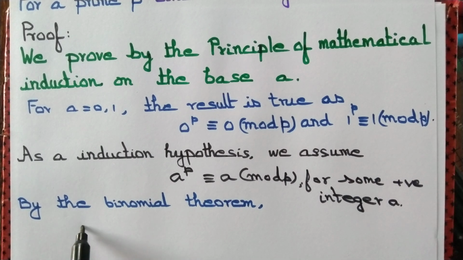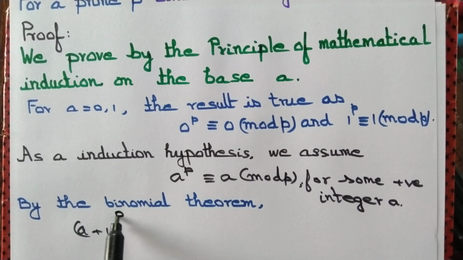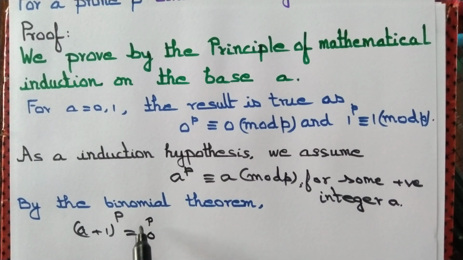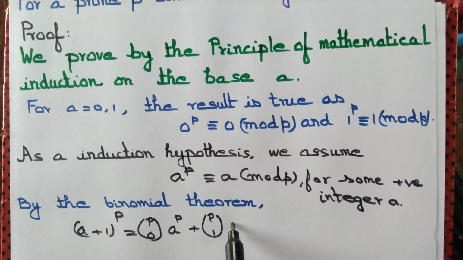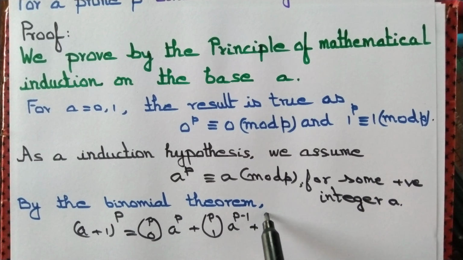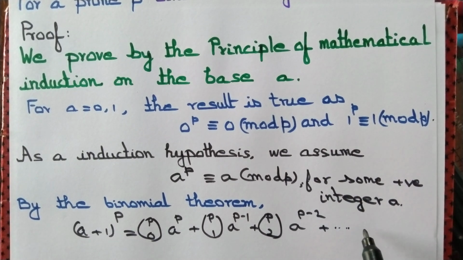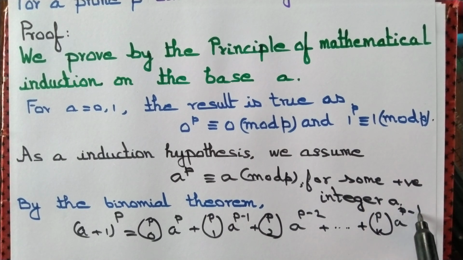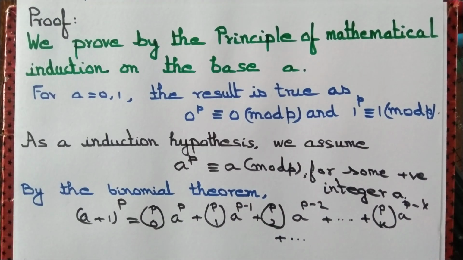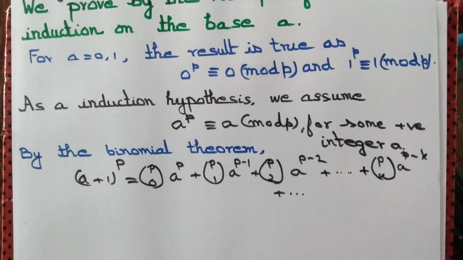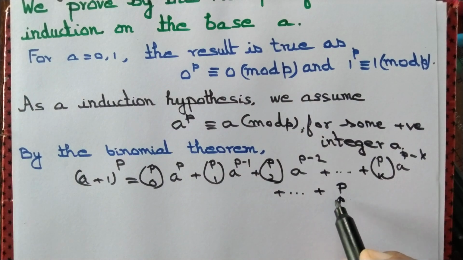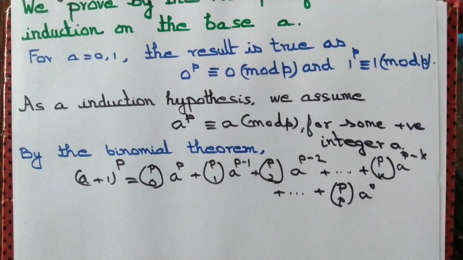So let's expand a plus 1 to the power p by using the binomial theorem. A plus 1 to the power p is p choose 0, a to the power p, plus p choose 1, a to the power p minus 1, plus p choose 2, a to the power p minus 2, plus dot dot dot plus p choose k, a to the power p minus k, plus dot dot dot plus p choose p, a to the power 0.